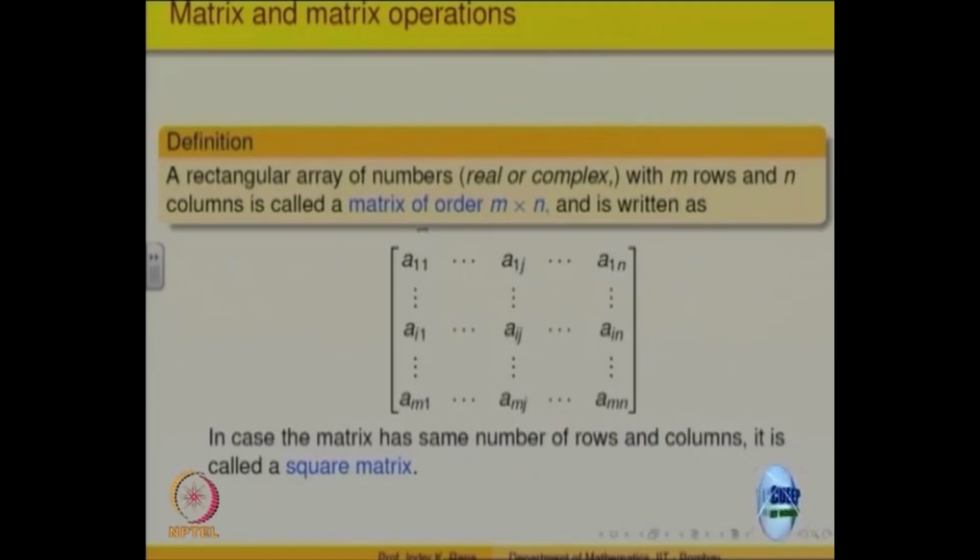In fact, they could be more general, but we will be concerned only with constants which are real or complex. So, a rectangular array in which there are m rows, first row, second row, third row, and each row has n columns, is called a matrix. Why is a matrix important, you can ask.